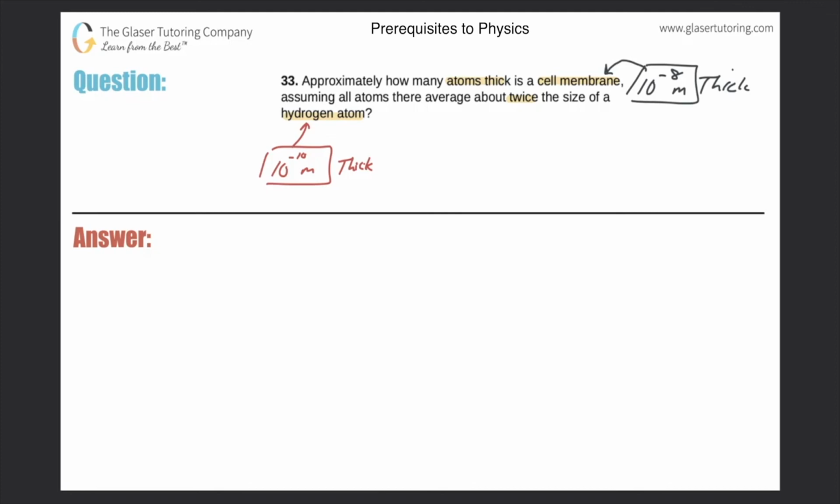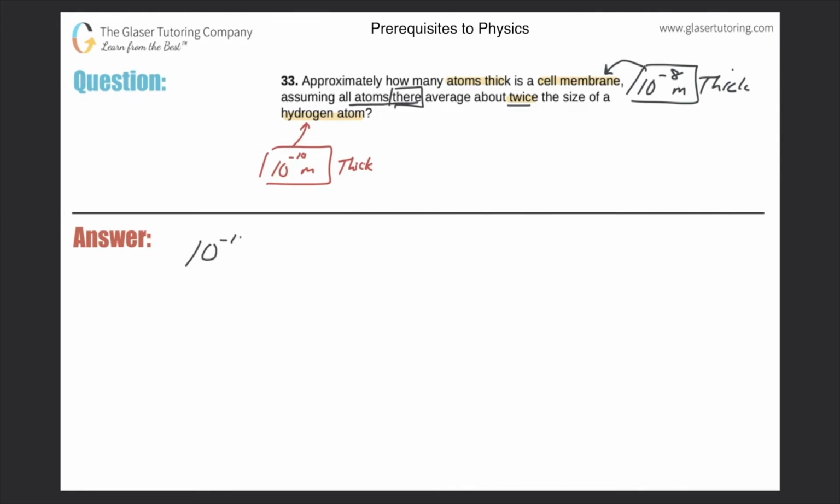So they want to know how many atoms there are in a cell membrane. And they also tell us that all the atoms there, meaning in the cell membrane, average about twice the size of a hydrogen atom. So it should make sense. If we know the size of a hydrogen atom, we could multiply that by 2 to find the average size or thickness of the cell membrane atom. So let's do that below.